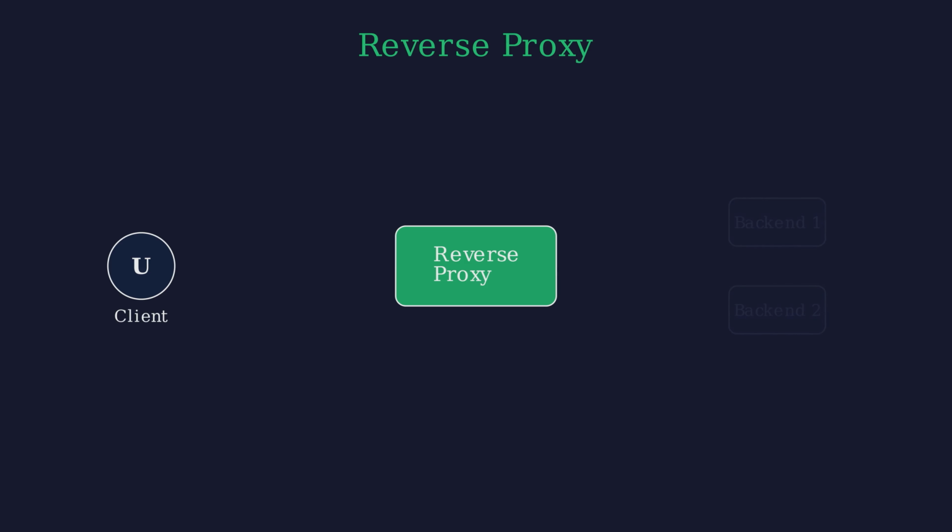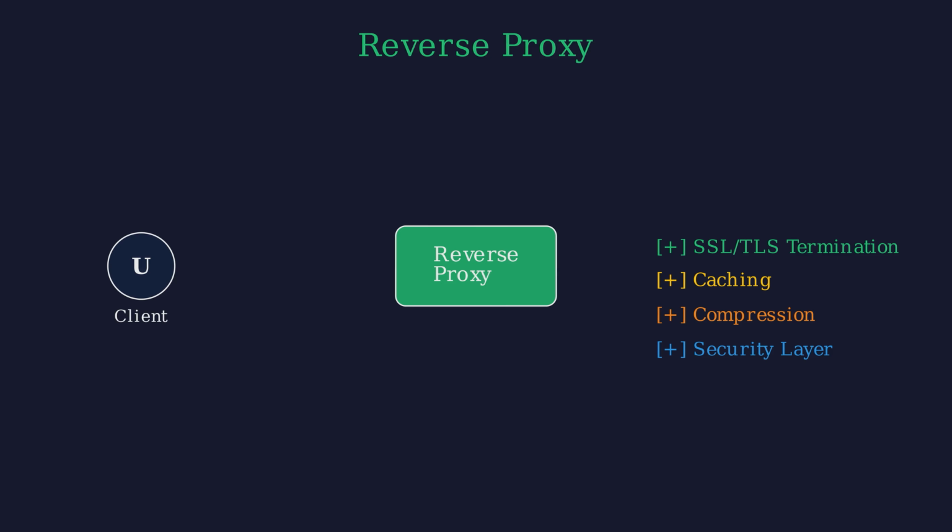A reverse proxy can handle SSL termination, decrypting incoming HTTPS requests so your backend servers don't have to. It can cache responses to serve them faster. It can compress data to reduce bandwidth, and it can provide an additional security layer, hiding your backend infrastructure from the outside world. Think of Nginx or Apache as reverse proxies.